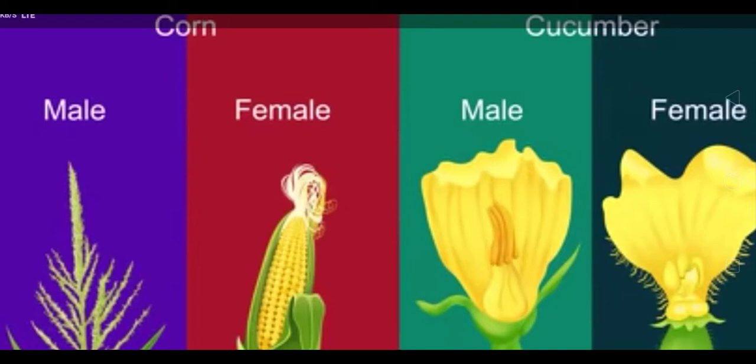Some other examples are papaya, corn, cucumber. These are examples of unisexual plants.